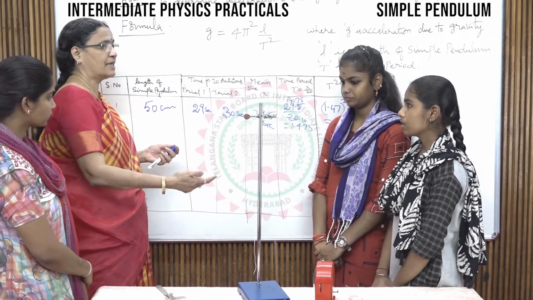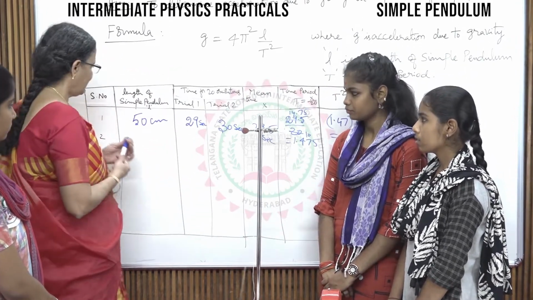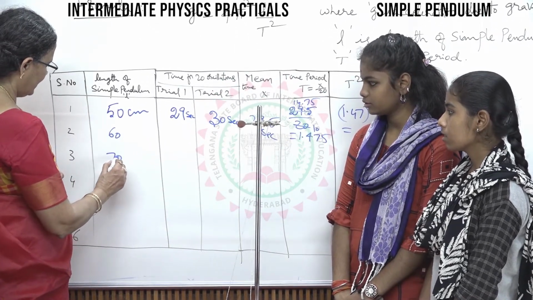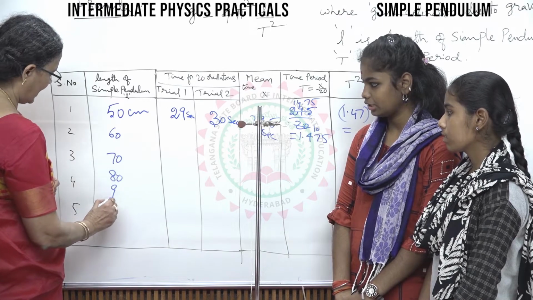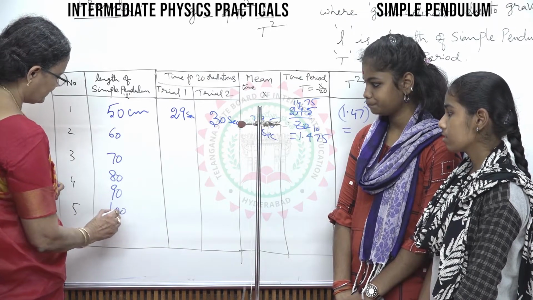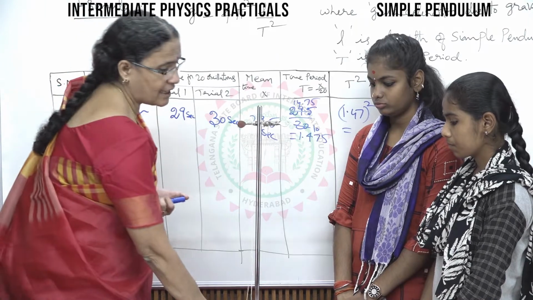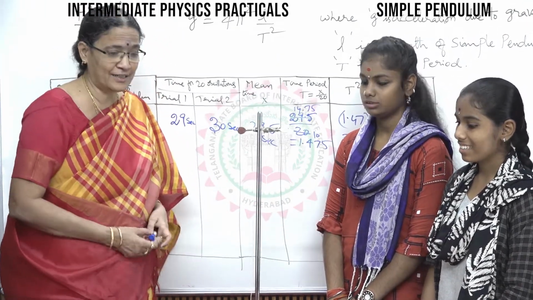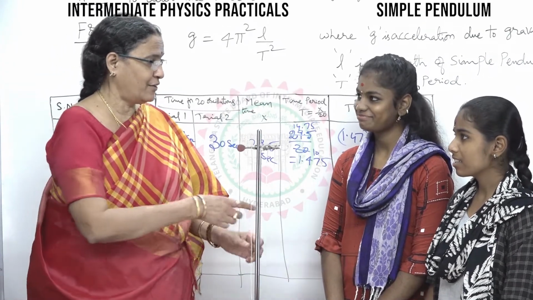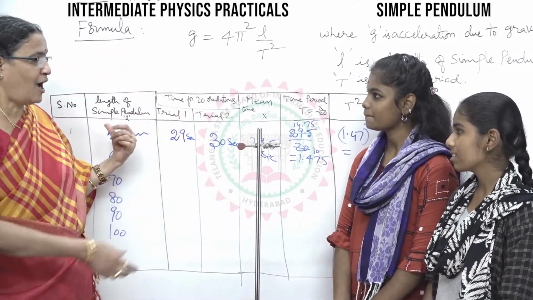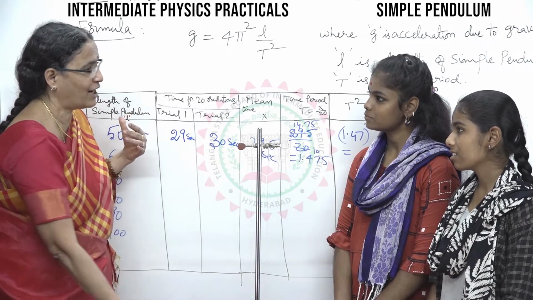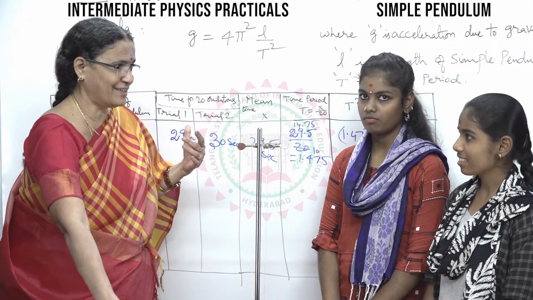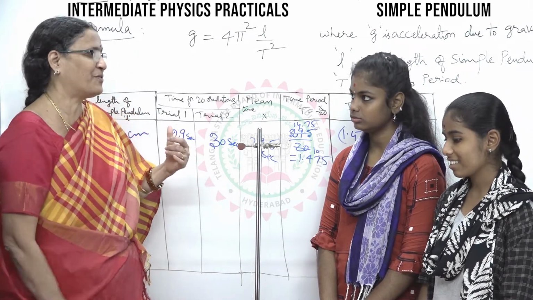You are going to increase the length in steps of 10 centimeters. Like that, we are going to do for 60, 70, 80, 90, 100. This is the meter scale. How do you measure 100? Students often ask, Madam, there are only 100 centimeters. If you have to keep your length 100, how much is the total length you should take? 101. Yes. So how do you measure? Just turn the thread, take it, and add one more centimeter.